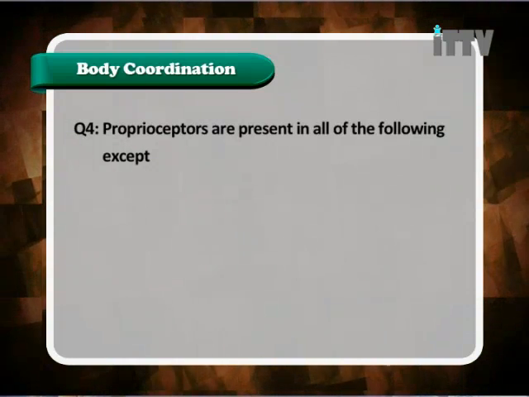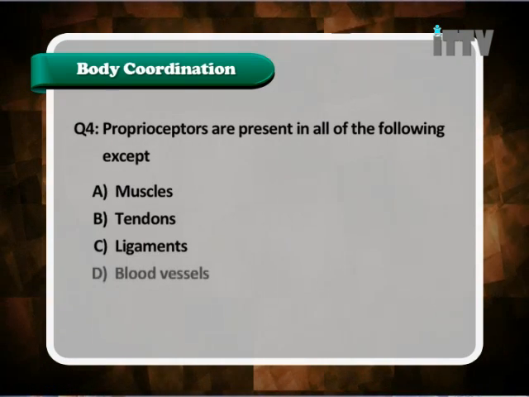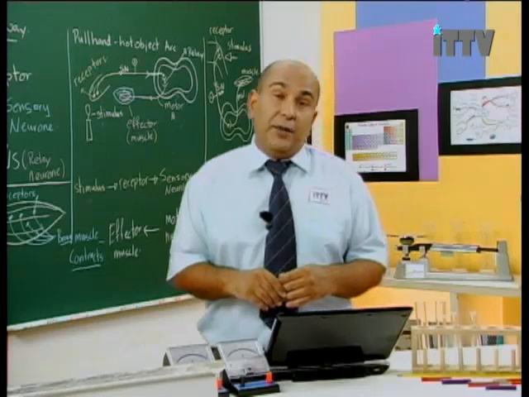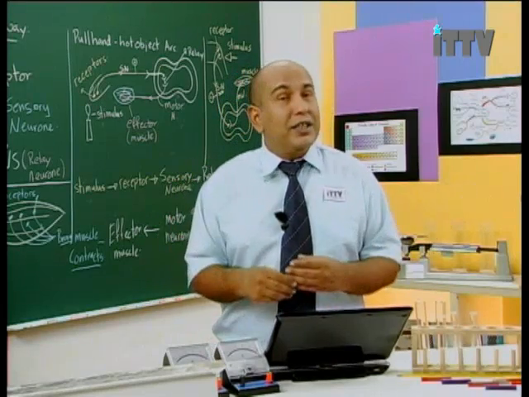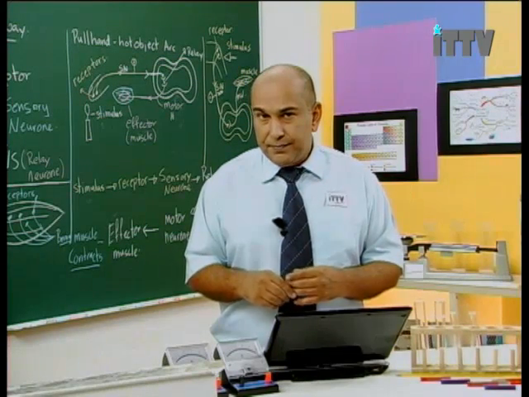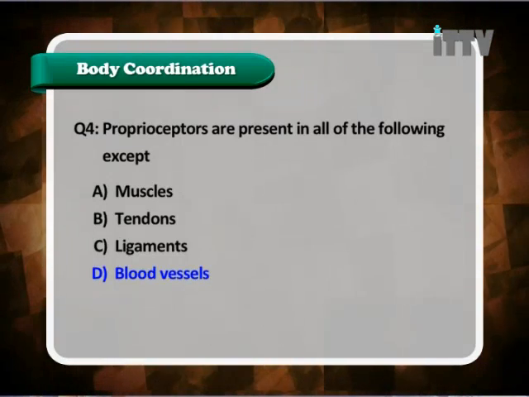Proprioceptors are present in all the following except muscles, tendons, ligaments, blood vessels. In which one won't we find proprioceptors? Basically, which one is not a muscle or not involved in movement? Chosen your answer? D. Blood vessels.